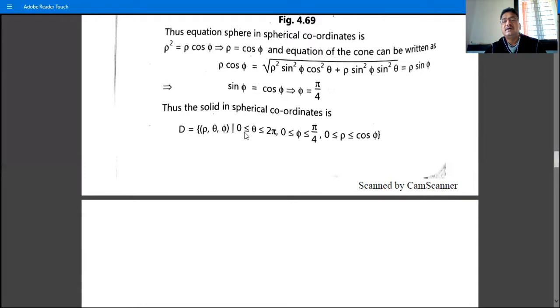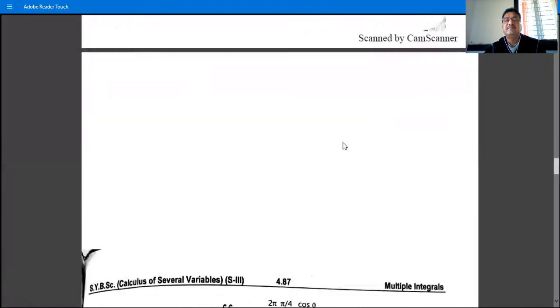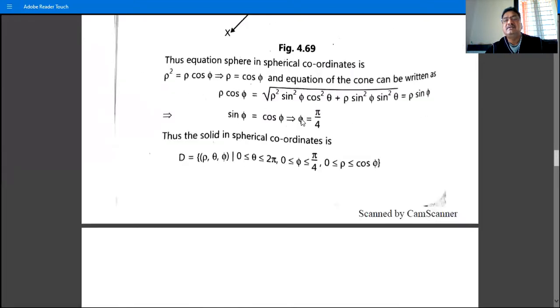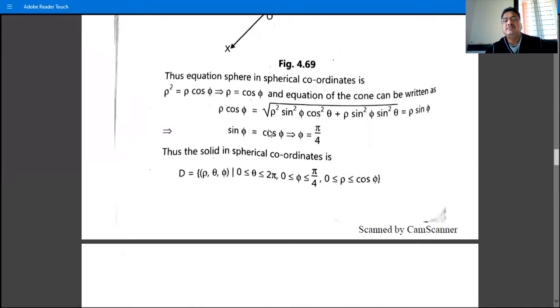so d is rho or r, theta, phi. Theta runs from 0 to 2 pi, phi runs from 0 to pi by 4, because phi is pi by 4, and rho runs from 0 to cos phi, the value of rho is cos phi, so 0 to cos phi. And therefore the volume V is equal to the integration over D of dV, that is, converting the variable z in terms of its value.